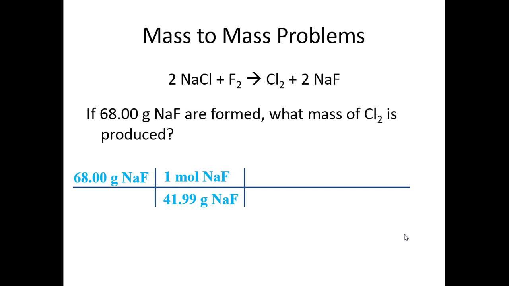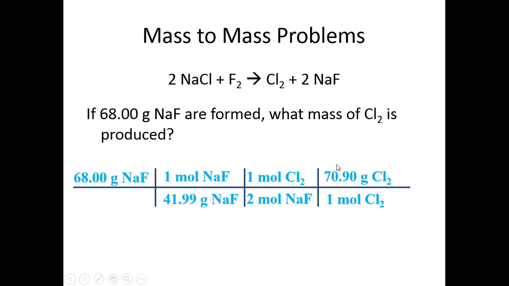Next step, convert the moles of what you know to the moles of what you want. There's 2 moles of NaF, that's going to go on the bottom. I'm looking for what mass of Cl2. There's 1 mole of Cl2 in the equation, so that goes on the top. And then I need to convert moles of Cl2 to mass of Cl2. So 1 mole of Cl2 goes on the bottom, and the molar mass of Cl2, which we already saw on the previous problem, goes on the top. Check your sig figs. 68, 41.99, 70.9. We're going to end up keeping 4.